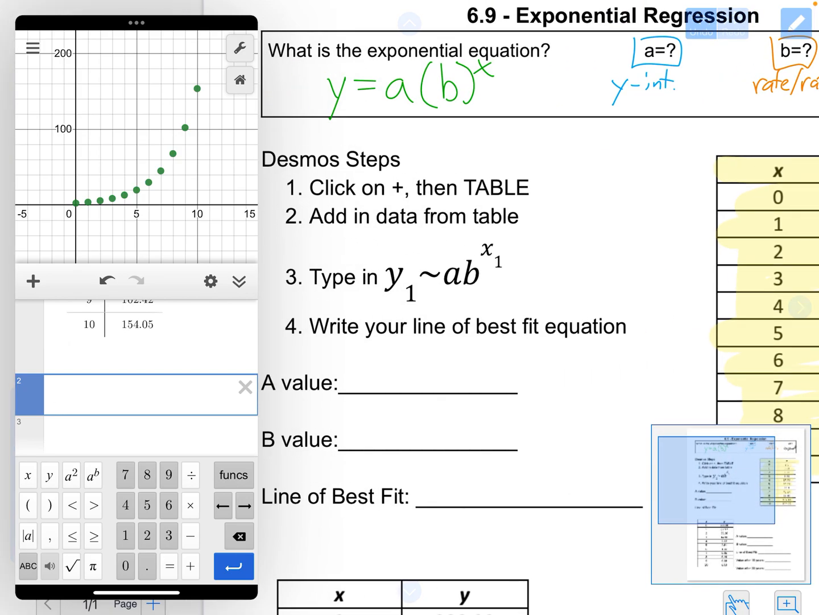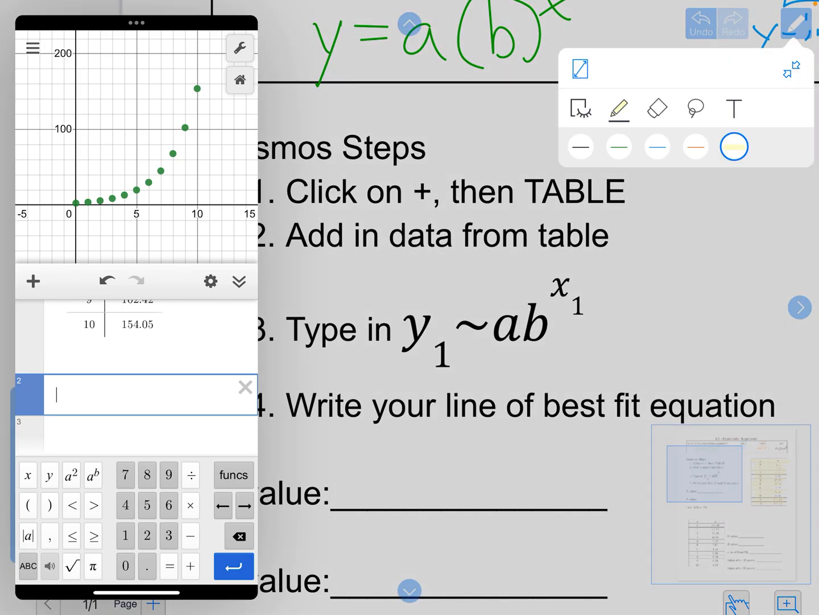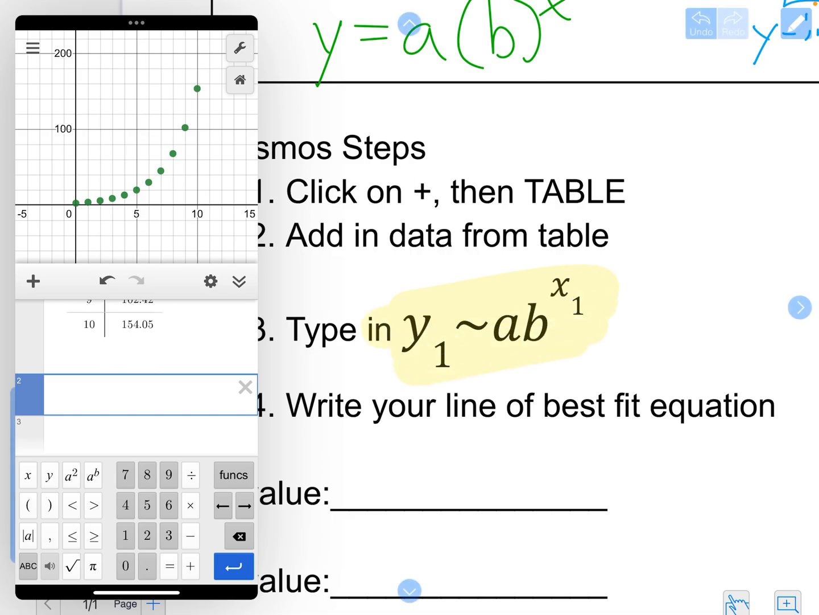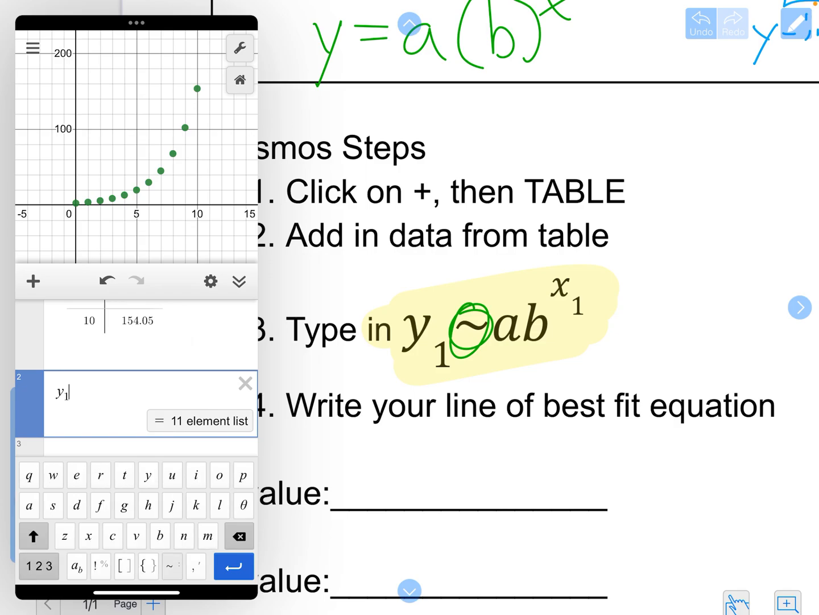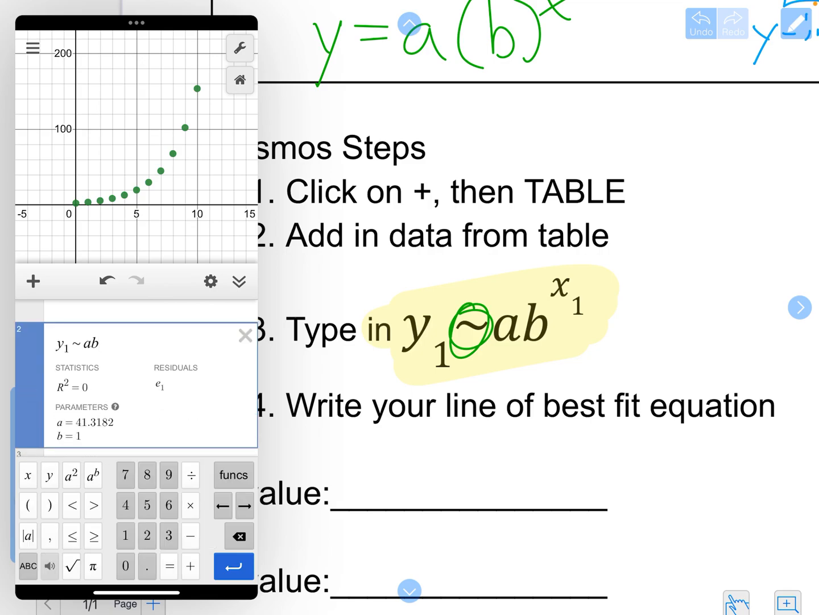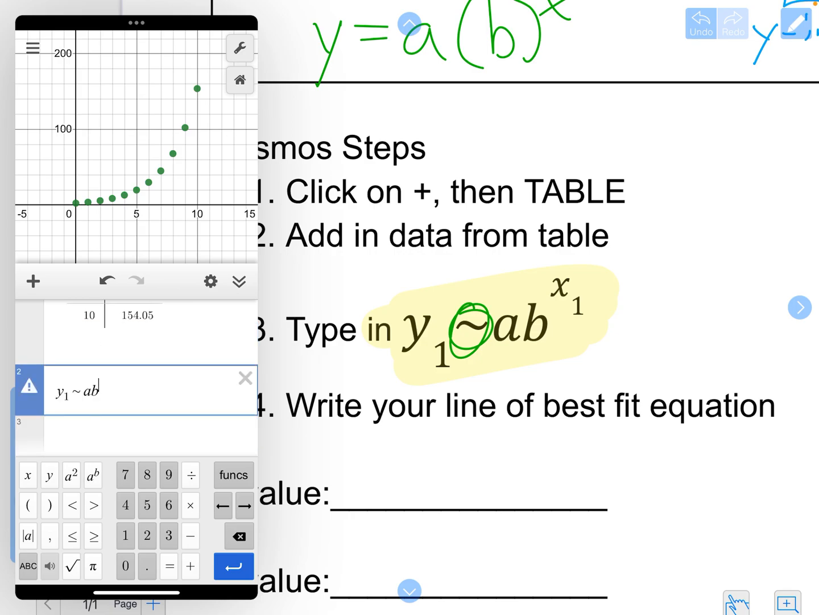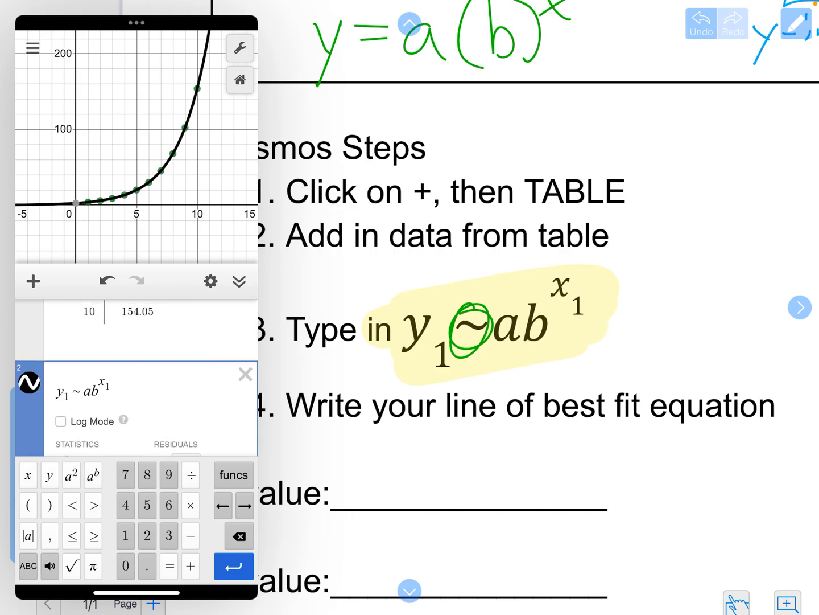Now we need to type in this equation right here underneath our table. So we're going to hit Y, and then you just need to hit the 1 button. That's all you need to do. And then we need to remember that we need to use our squiggle. Our squiggle is either shift and the button to the left of 1, or we can go ABC on our keyboard, and our squiggle is going to be right there. And then we're going to type in AB. Then we hit our A to the B button so that we can type in our X. And then we're simply going to type in 1, and Desmos does the rest.